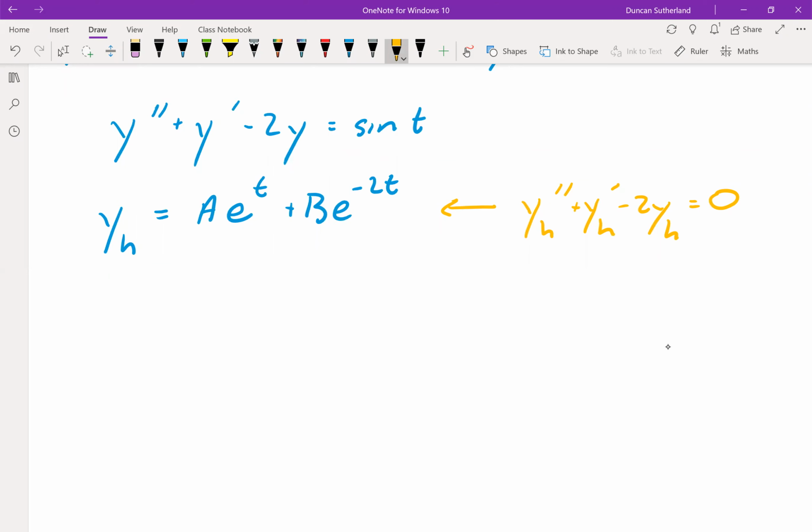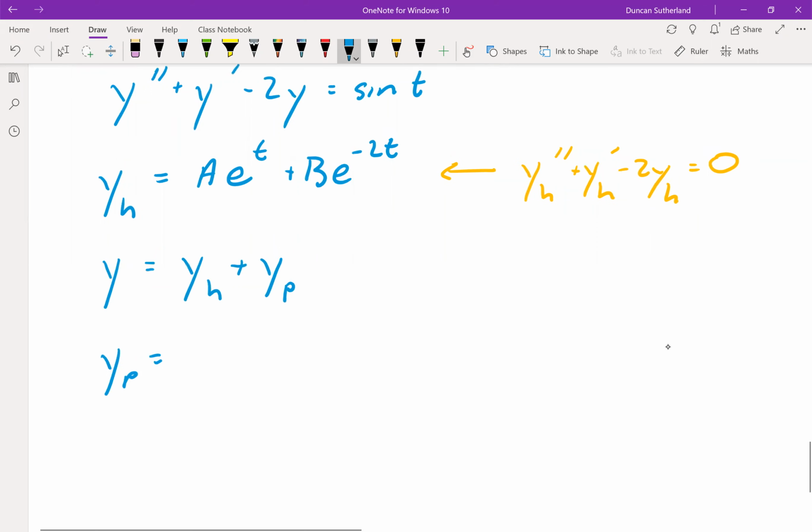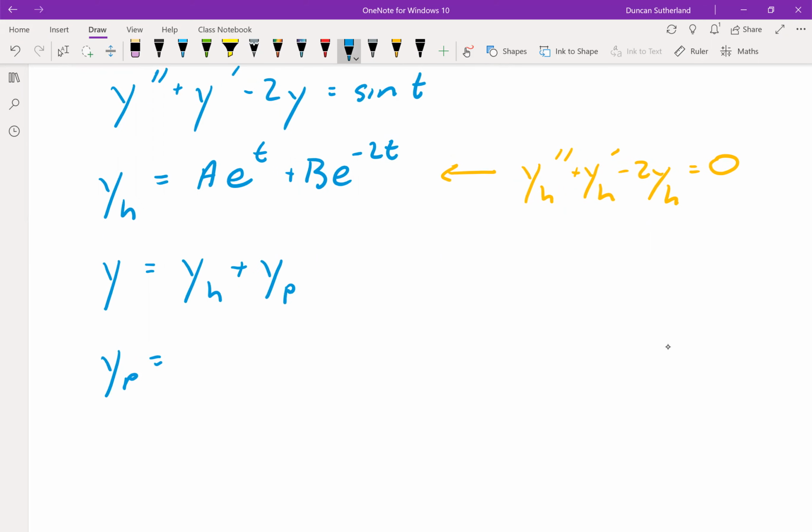That's the associated homogeneous problem. This is the solution. That lets us move on to just examining the particular part. So remember that we have this hypothesis y equals y homogeneous plus y particular, and then we can look at y particular equals. Here, it's sinusoidal.